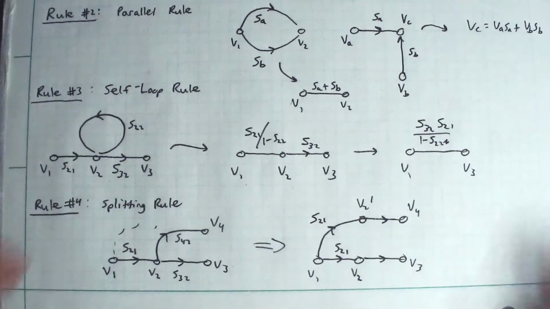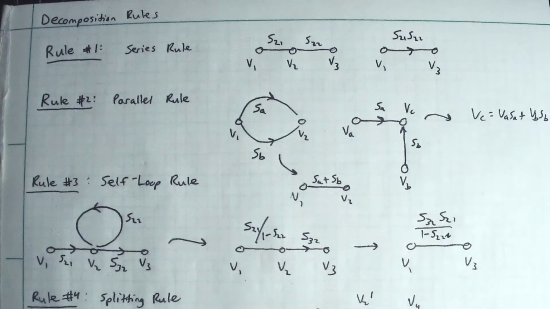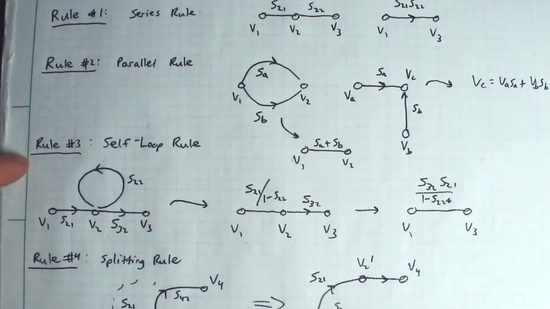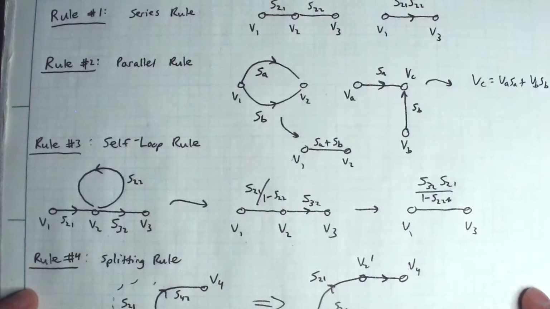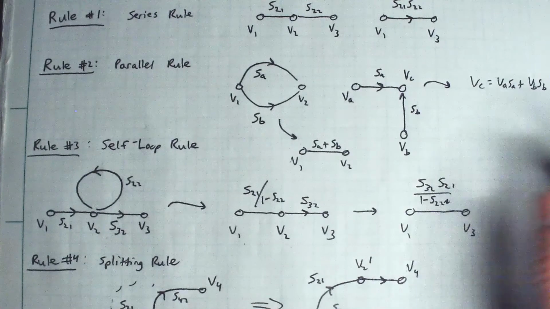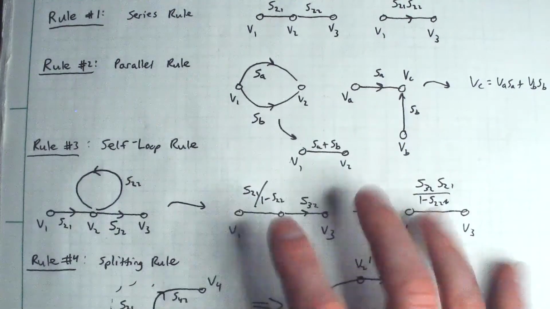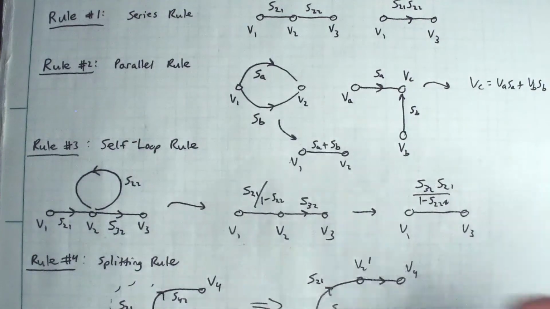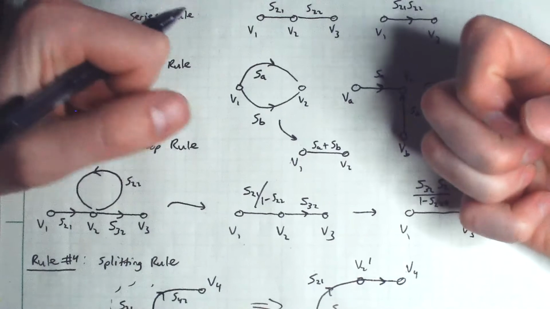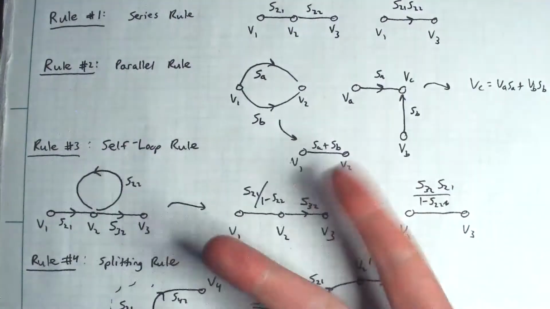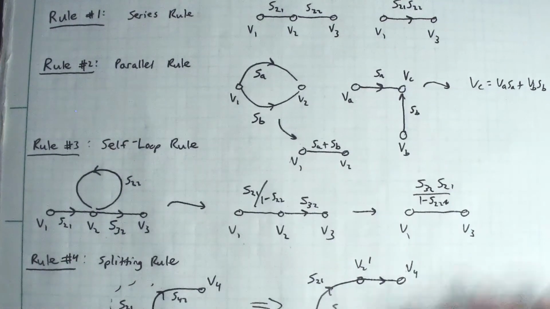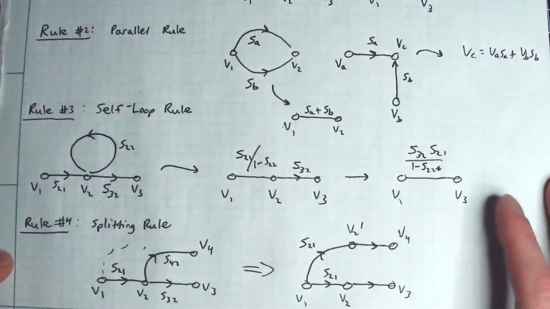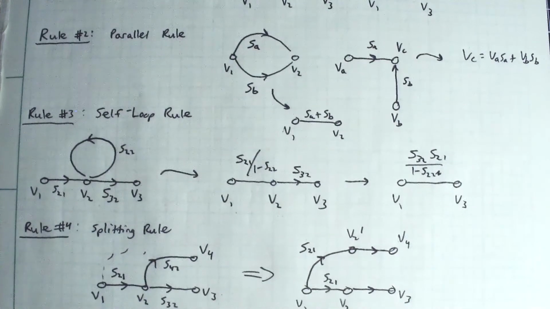So those are the 4 decomposition rules for signal flow graphs: the series rule, parallel, self loop, and splitting rule. What we're going to do next is derive the equivalent network for error correction in a vector network analyzer. Remember when we did lab 2, we just threw some equations at you that we use for the calibration. Now we're going to use these rules to show where that calibration equation came from.